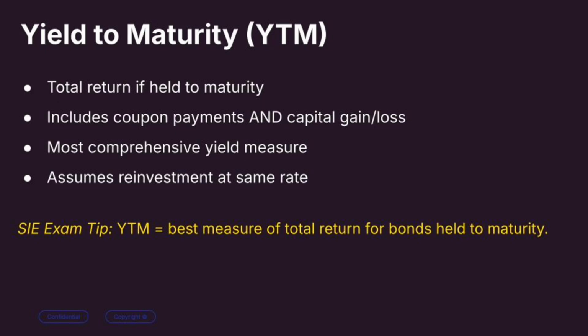Yield to maturity, or YTM, is the most comprehensive measure. It calculates your total return if you hold the bond until it matures. This includes both your coupon payments and any capital gain or loss from buying at a discount or premium. Yield to maturity assumes you reinvest all coupon payments at that same rate. When someone asks about a bond's total return, yield to maturity is the answer.